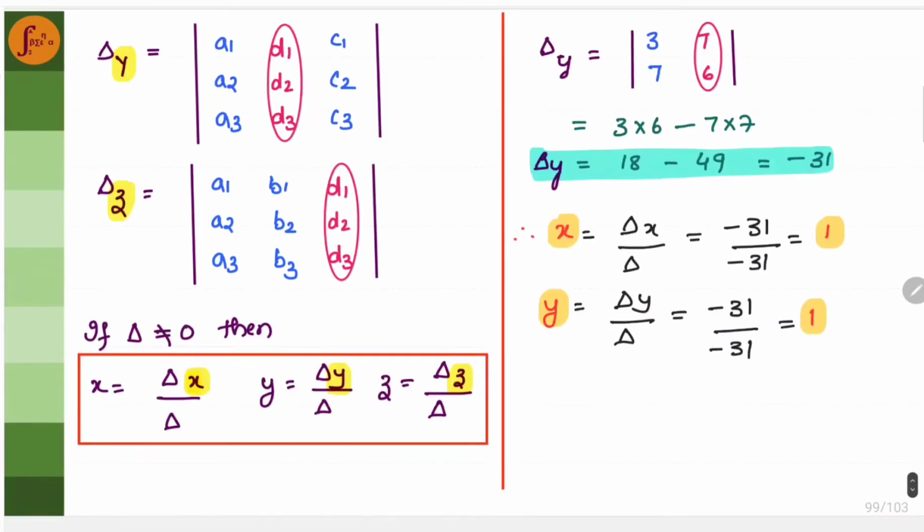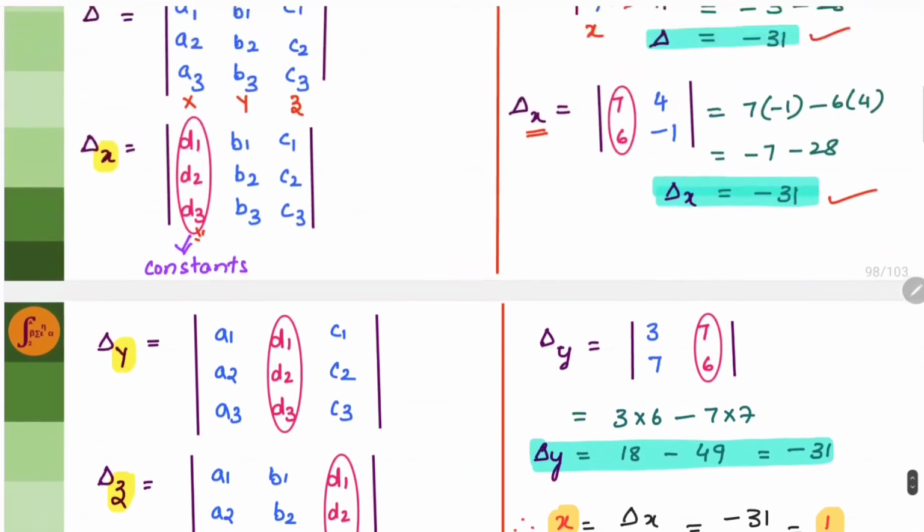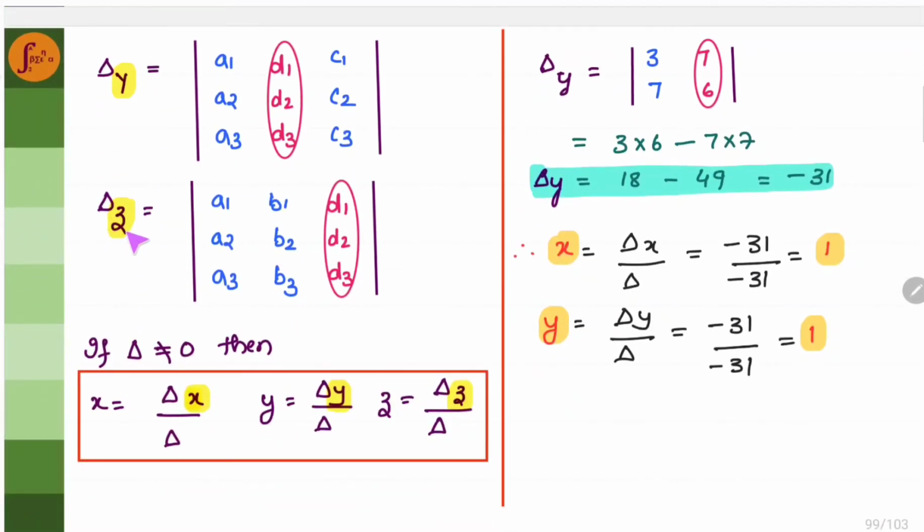Third step is to replace the coefficients of y with constants. What were the coefficients of y? It was b1, b2, b3. So, instead of b1, b2, b3, we have put d1, d2, d3. Similarly, the determinant for z would be, instead of coefficients of z, that is instead of c1, c2, c3, we have replaced it with d1, d2, d3. We have replaced it with constants.